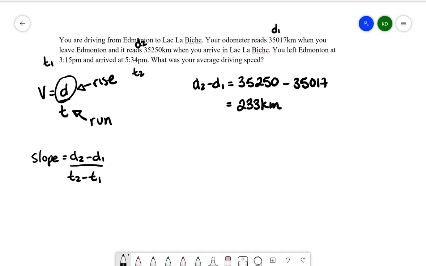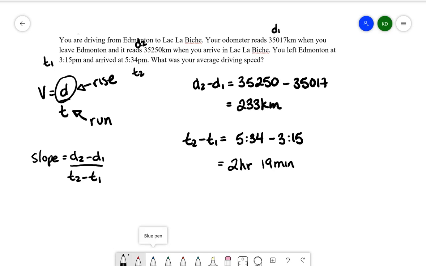Perfect. When I go to subtract t2 and t1, we need to be careful that we're talking about hours versus minutes. So we're really subtracting 5:34 and taking away 3:15. We want to be really careful here. In this case, this is a nice example. The difference between 3 o'clock and 5 o'clock would be 2 hours. And then the difference between 15 minutes and 34 minutes is 19 minutes. In order to put this into the formula, I need a number that puts 2 hours and 19 minutes all together. So we need to do a little bit of a side calculation with these 19 minutes. We need to convert that into hours.